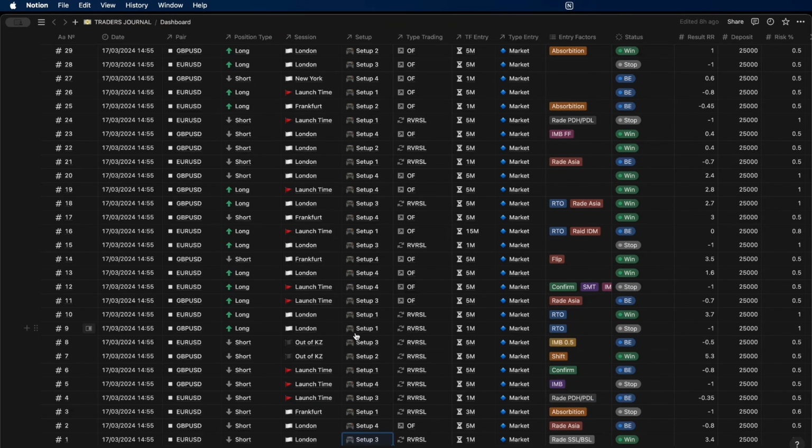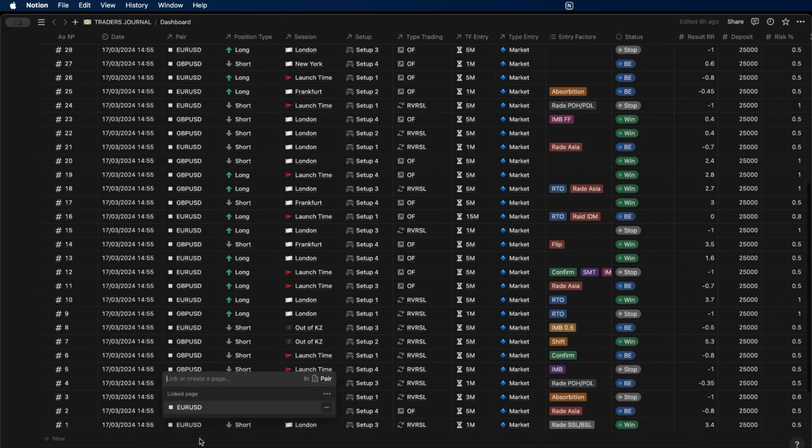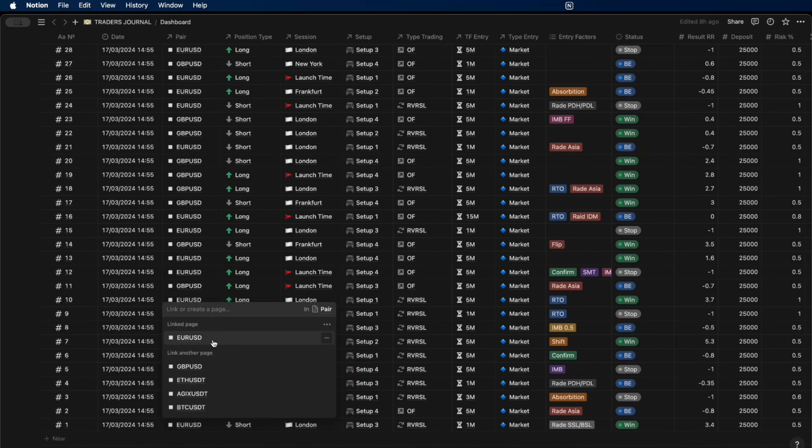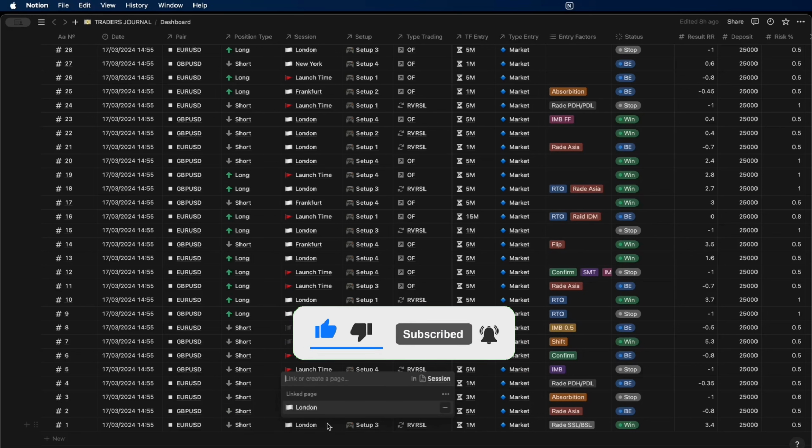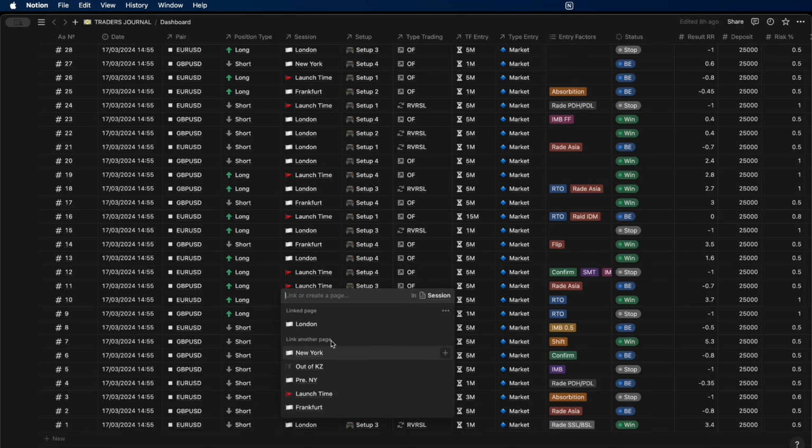So, here is what my trading journal looks like. Let's look at the first trade. I have the first column. I fill in the date right away. I choose a trading pair. You can put in here any trading pairs that you trade. Then I choose the direction of the trade. I also choose the session, what session I have the trade in.